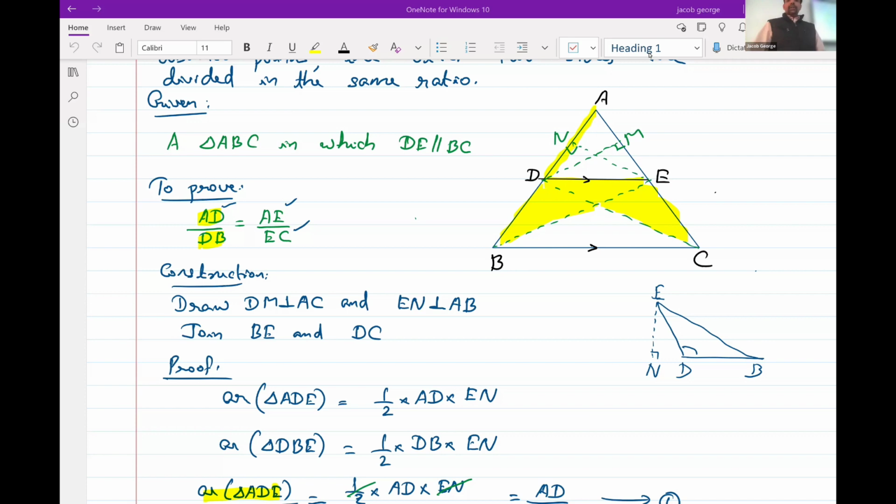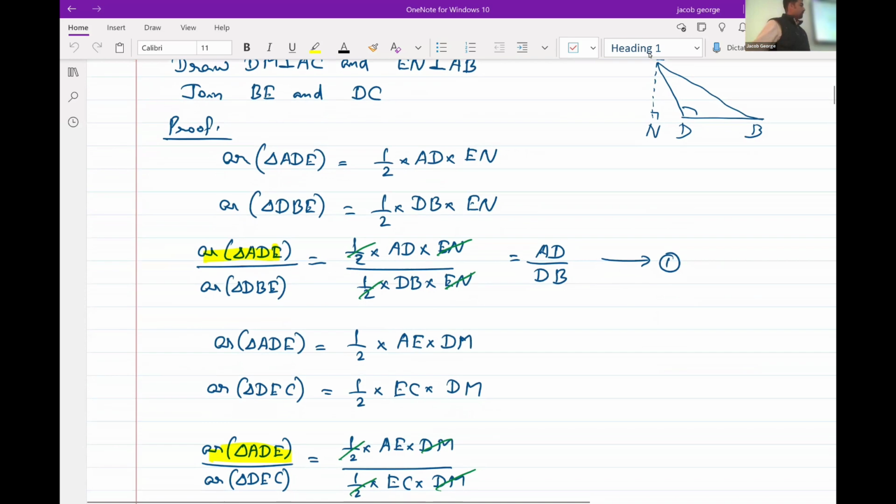Yes, so second triangle is again ADE. In ADE, A is the base and DM is the height. So that is written next round. Area of triangle ADE is equal to half into, what is that? Half into A into DM. Is it clear? Yes. Then again DEC is the other triangle taken.